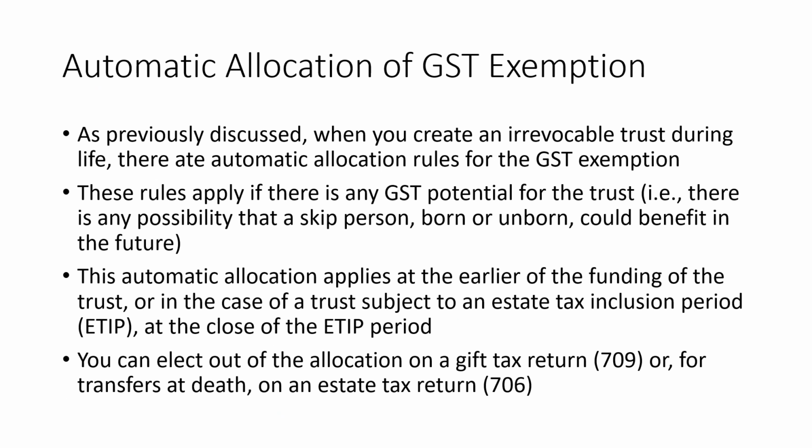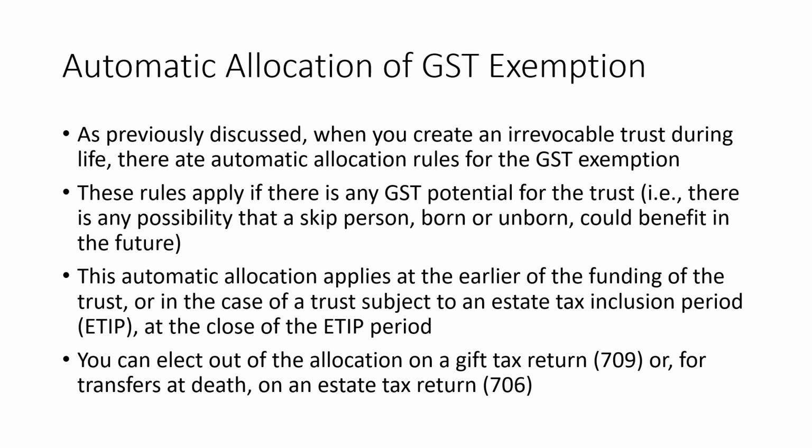So with the GST exemption, it's a mirror exemption of $11.7 million, which also applies in addition to the $11.7 million exclusion for gift and estate tax purposes. And I've looked at automatic allocation in previous episodes, which I'll link at the end. But if you create an irrevocable trust during life, that's treated as a gift, and there are also automatic allocation rules that apply to the GST exemption in that type of a case.